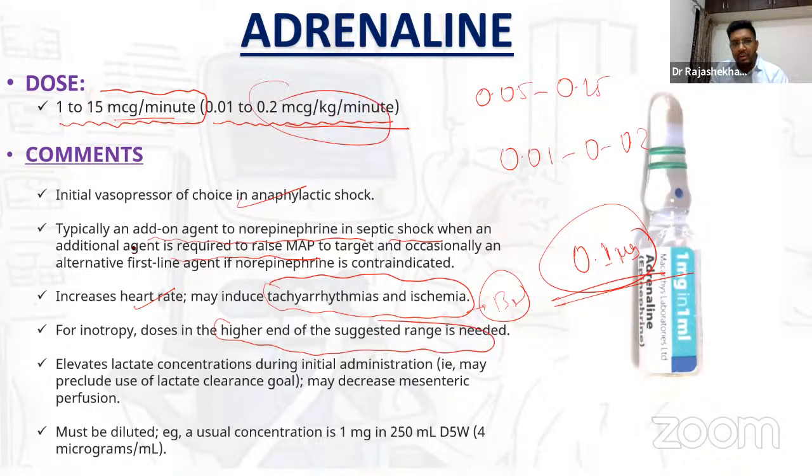And sometimes, due to vasoconstriction, it causes some elevation in lactate during the initial administration. That's why you cannot use the lactate clearance goal when you are putting the patient on adrenaline. And be very careful in assessing the mesenteric perfusion here.